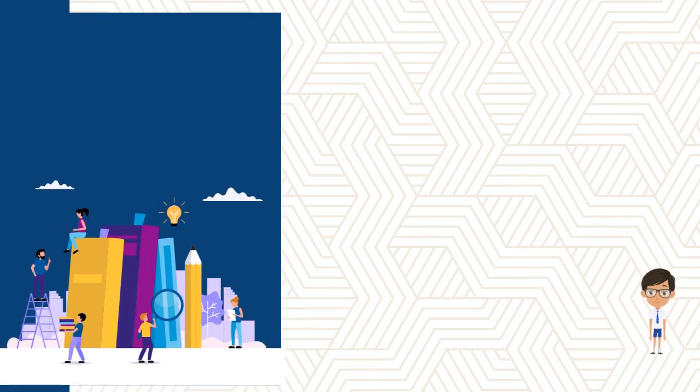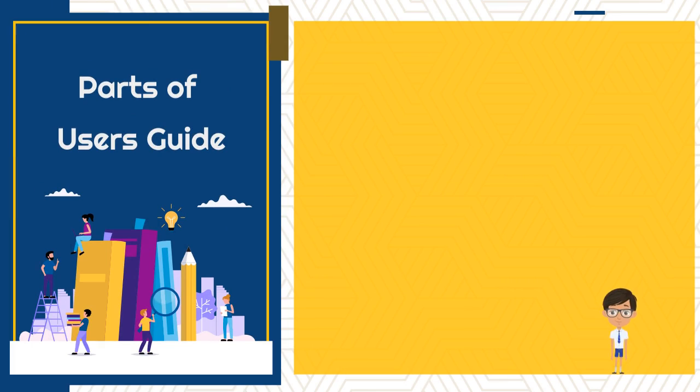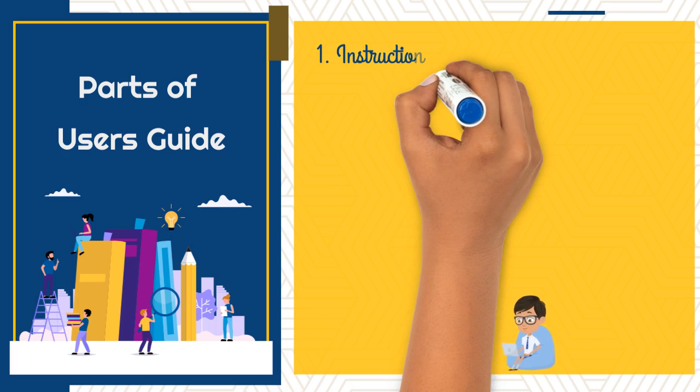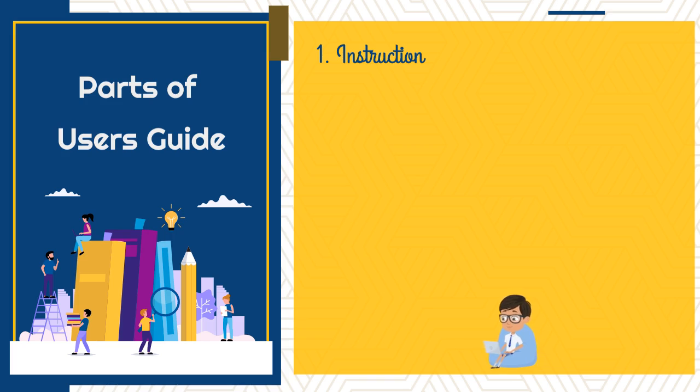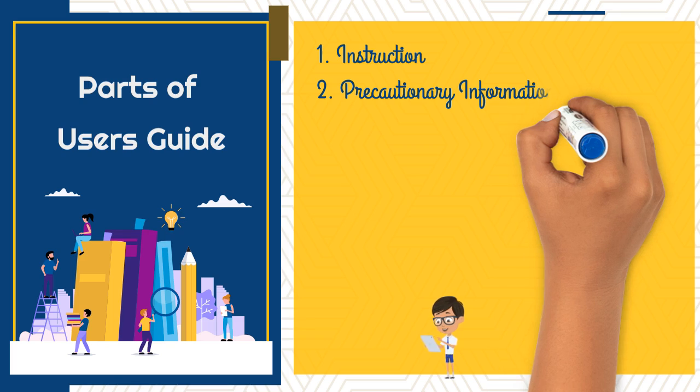The last topic to be discussed is the parts of a user's guide. A user's guide is a combination of many things presented in your materials. There is no standard design, but following are some parts that you may use in your material. Instruction. This is the step-by-step directions and how to use the product. Instructions in the user guide should be general, task-oriented. Precautionary information. These are the notes, warnings, cautions, and even danger notices in your materials.